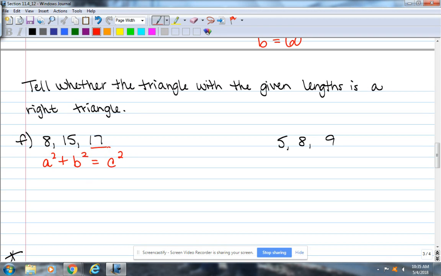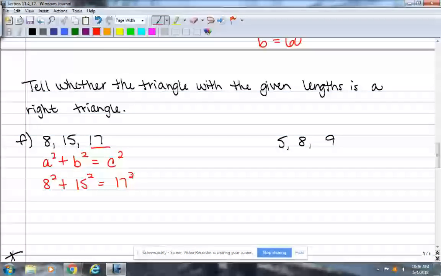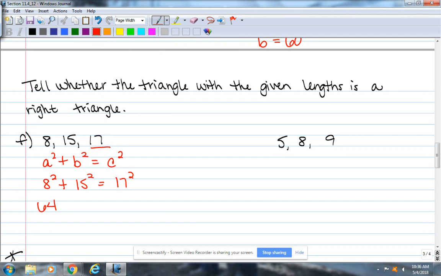So it doesn't matter, like we said, which one's A and B. We just know 17 has to be the C. So 8 squared plus 15 squared equals 17 squared. What is 8 squared? 64. Plus, what's 15 squared? 225. And what's 17 squared? 289. So if I add 64 plus 225, do I get 289? Yes. So that is true. So yes, this one is a right triangle.